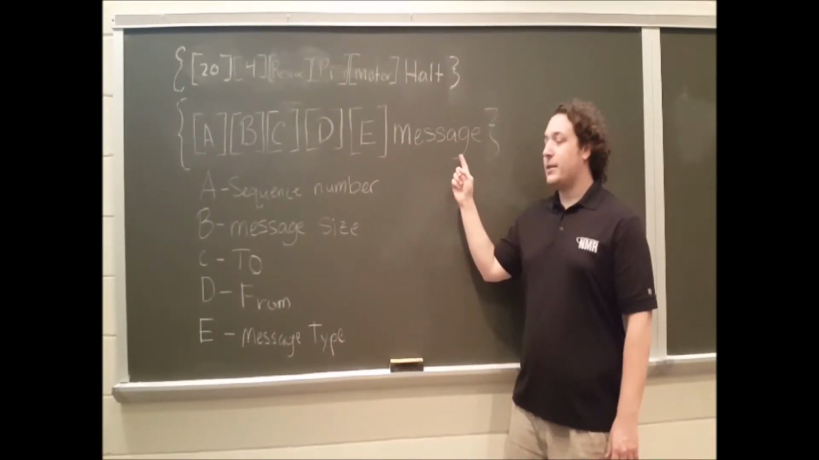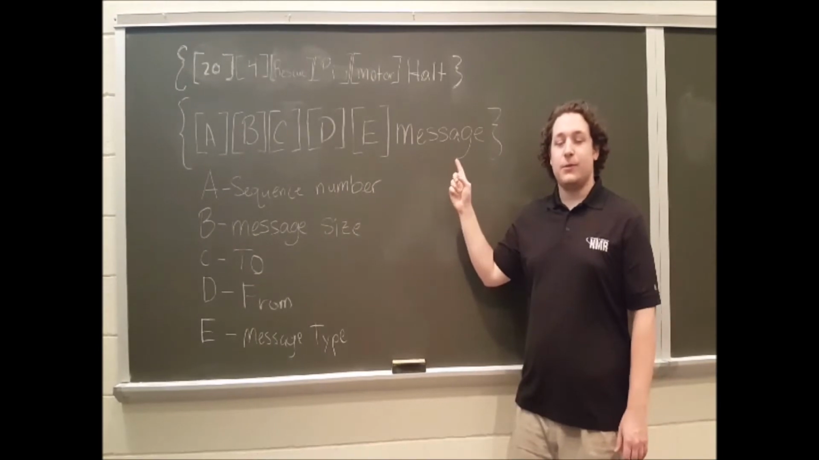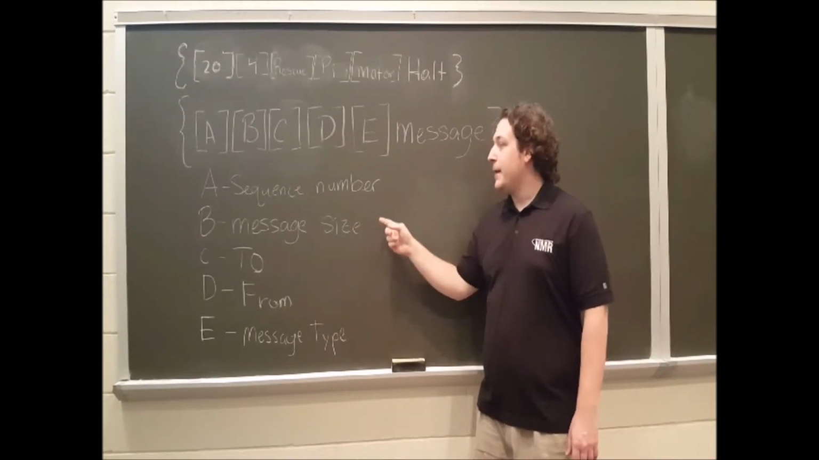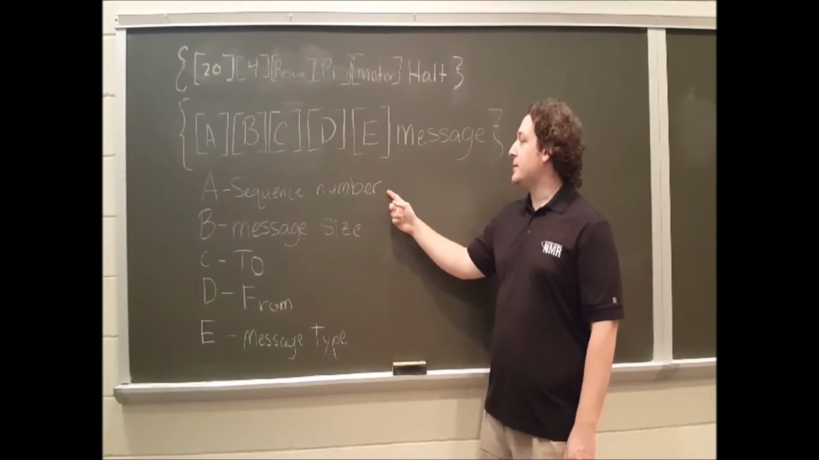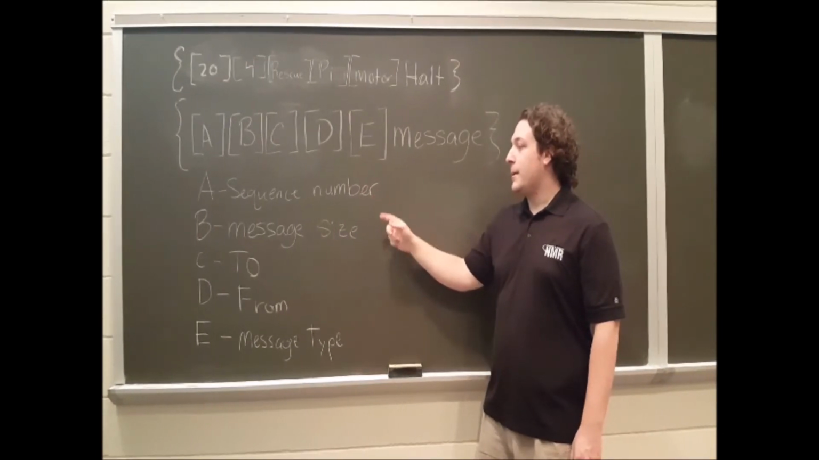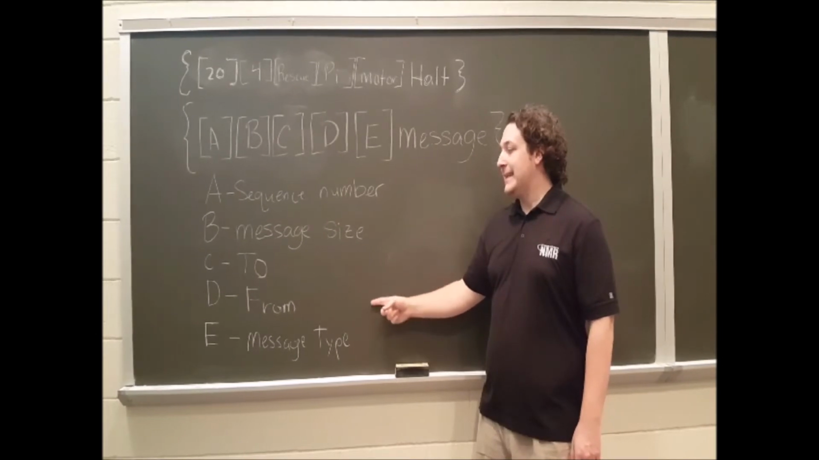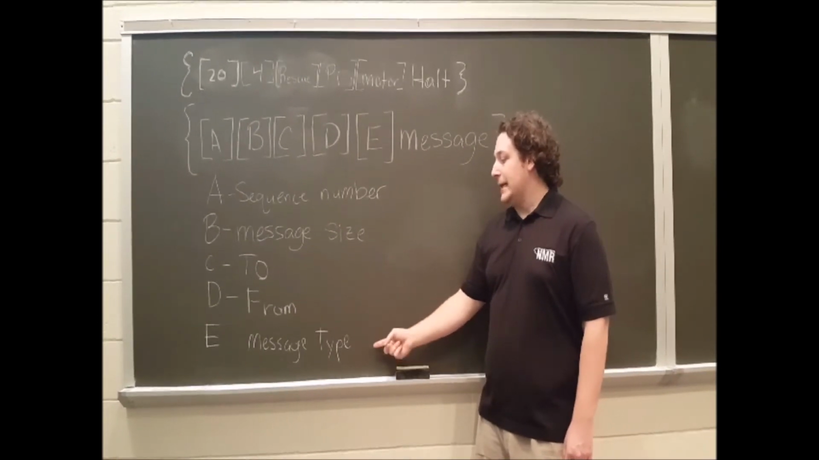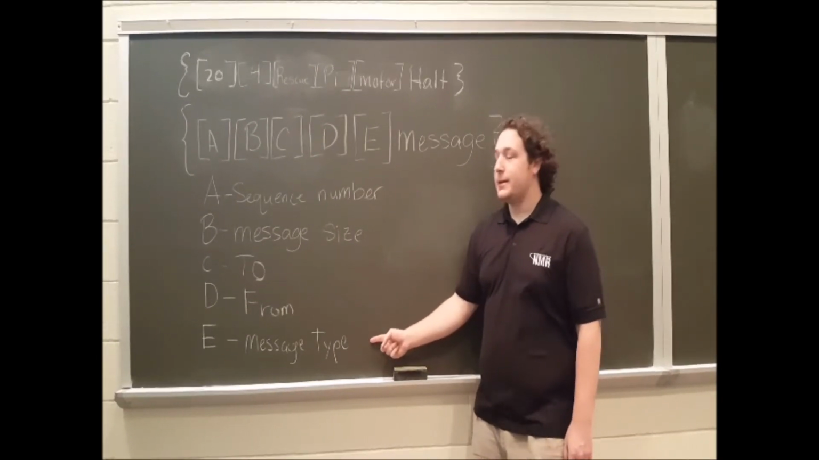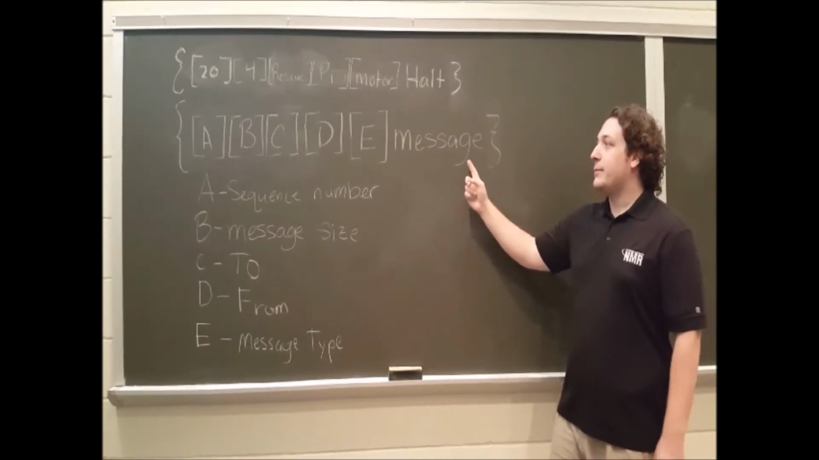This is the package format that we're using to communicate information between the rover and the Raspberry Pi. It's divided into 6 fields. A is our sequence number, B is the message size, C is who the message is for, D is who the message is from, E is the message type or importance of the message. At the end, we have the message itself.